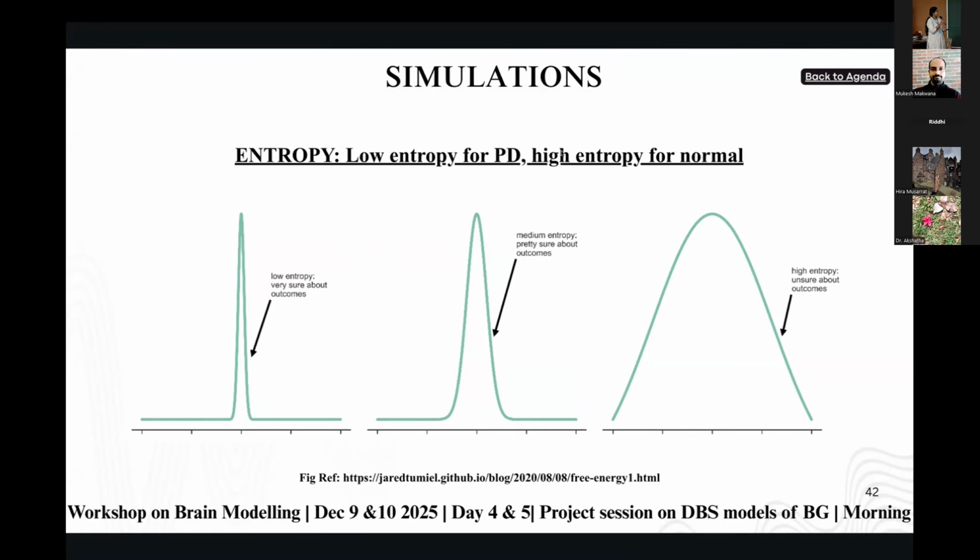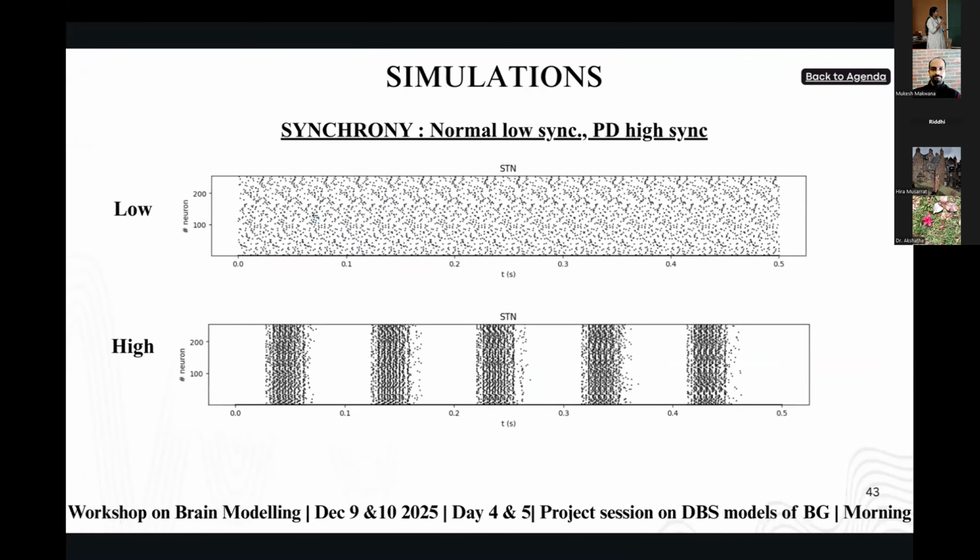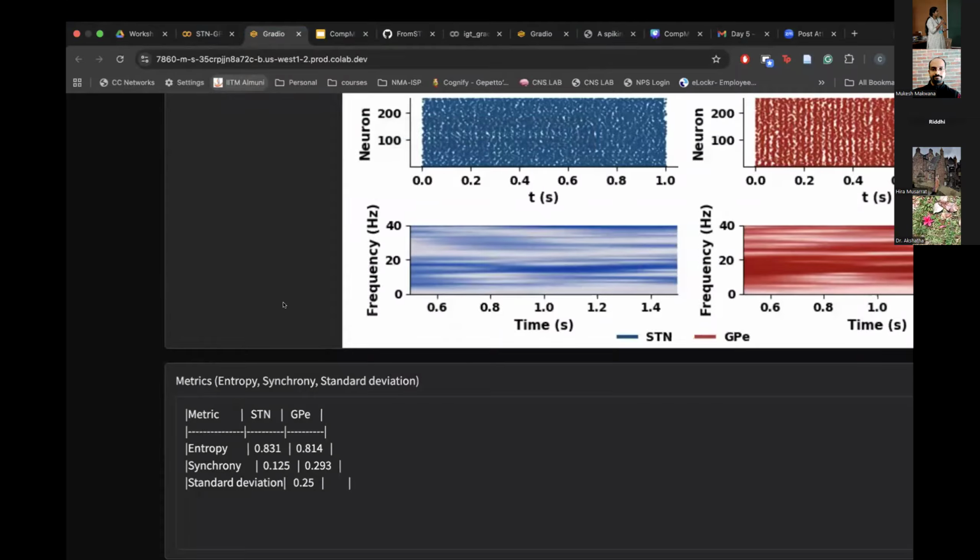Similarly, for synchrony, I think I have already explained before. Synchrony tells me how synchronized the neurons are in firing. If you look at this, you can see that two neurons fire together only occasionally. They're very random, so I call it low synchrony. Whereas in this condition, which is bursting, or the PD condition, we can see all the neurons firing together, which is high synchrony. So we'll see low synchrony in the normal condition and high synchrony in the PD condition in general. Is that clear? Are you guys able to understand the metrics we have seen, at least?